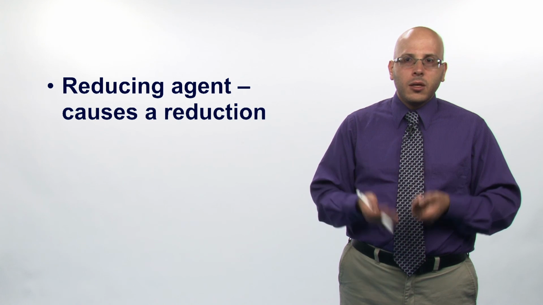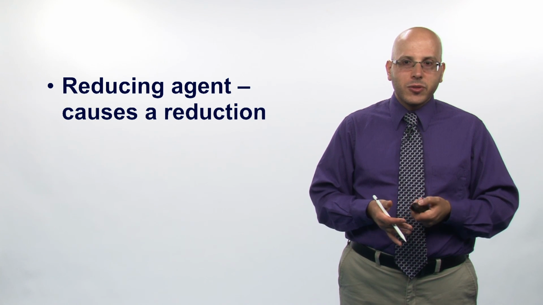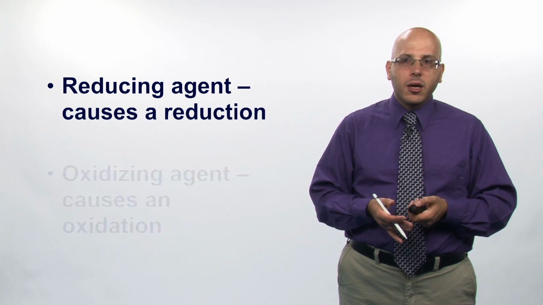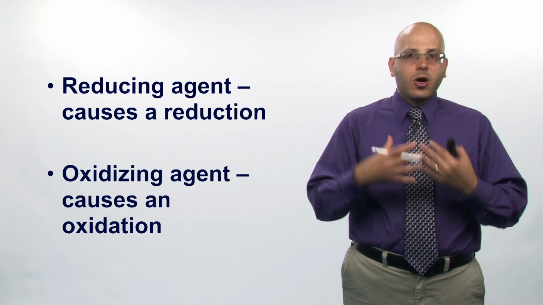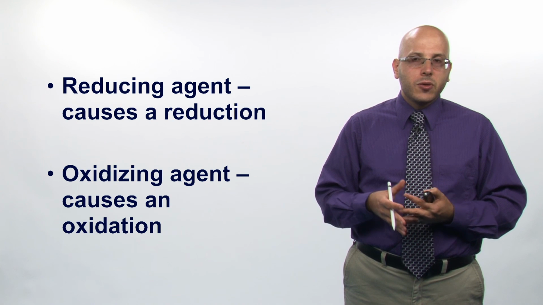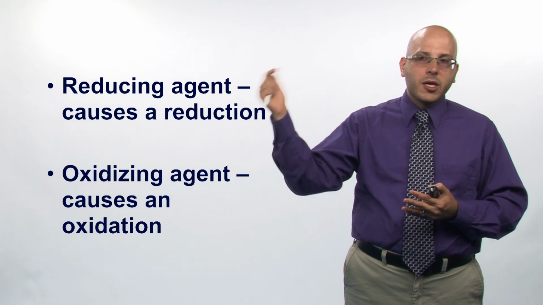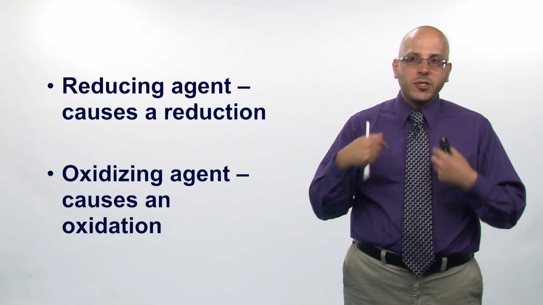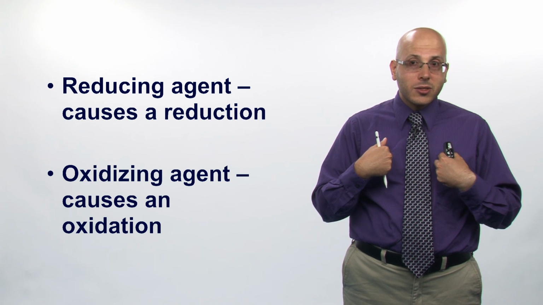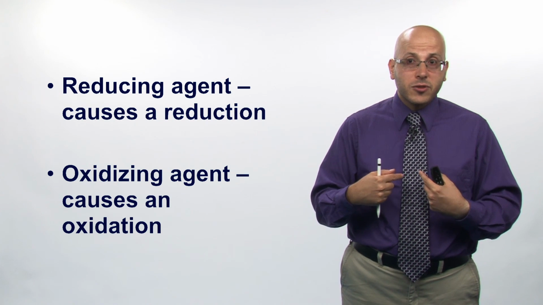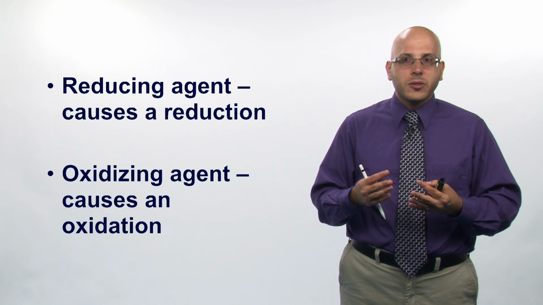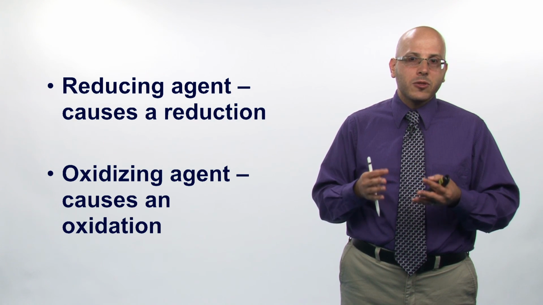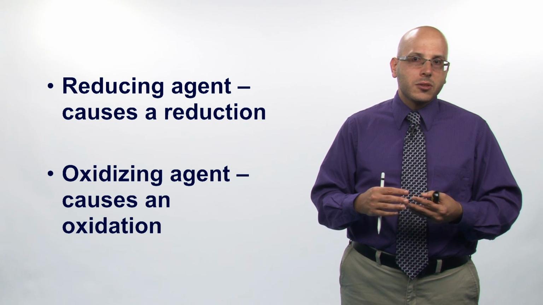Okay, so let's talk about agents. There are reducing agents and there are oxidizing agents. A reducing agent is something that causes a reduction. So if you think about it, if you're causing something else to be reduced, that means that you yourself have to be getting oxidized. So this is losing electrons, right? Reducing agents lose electrons. Who likes to lose electrons? Mostly metals. So metals make very good reducing agents.